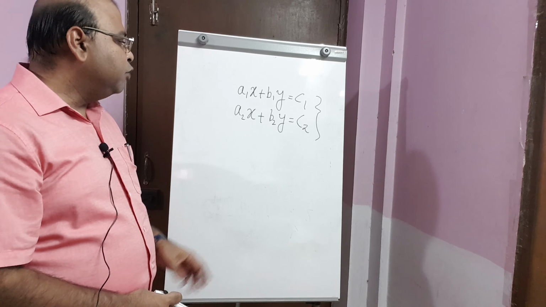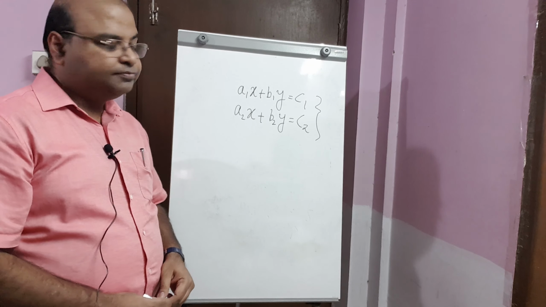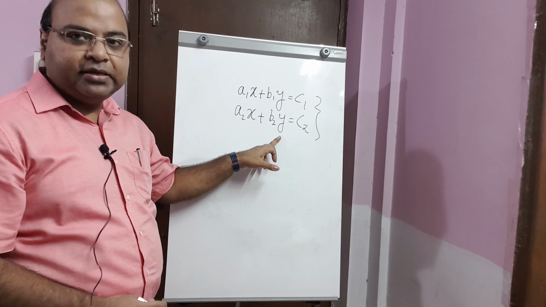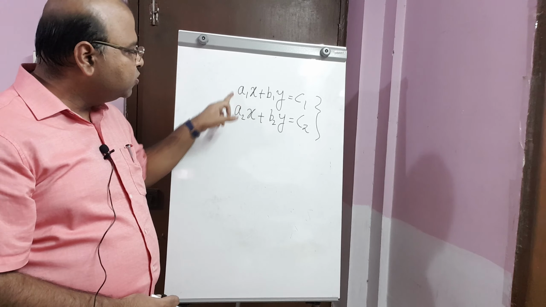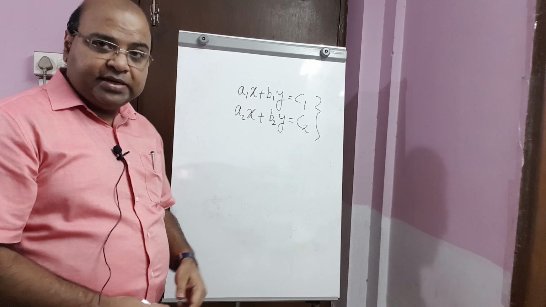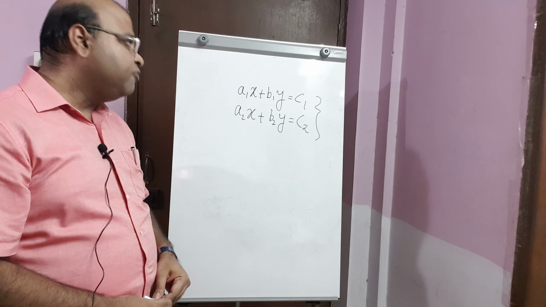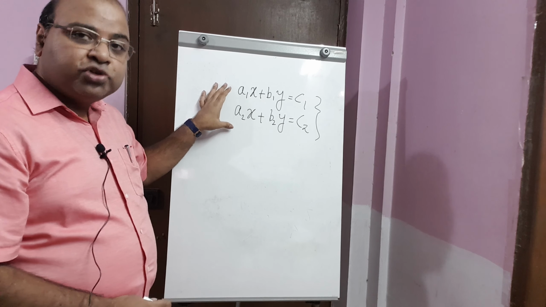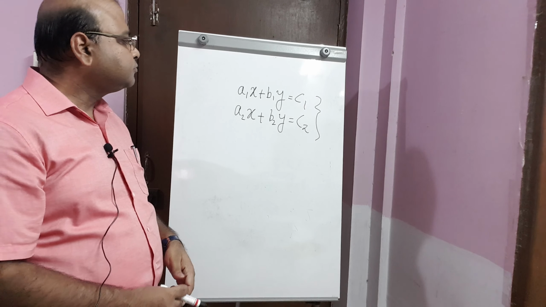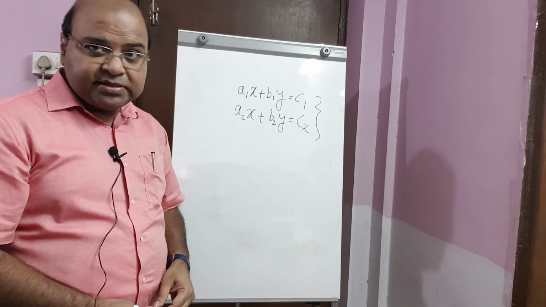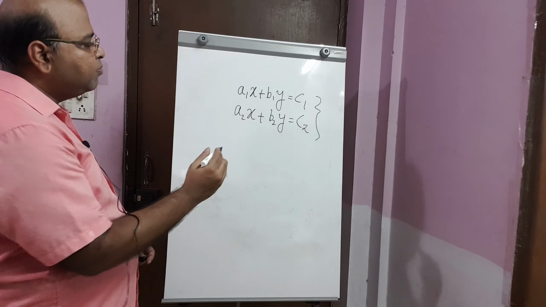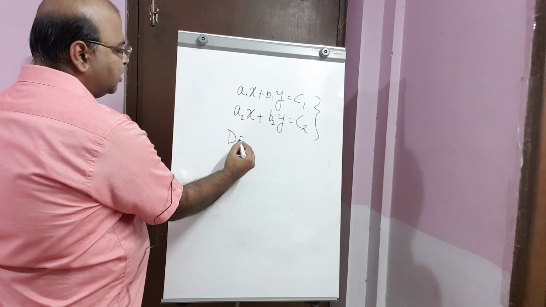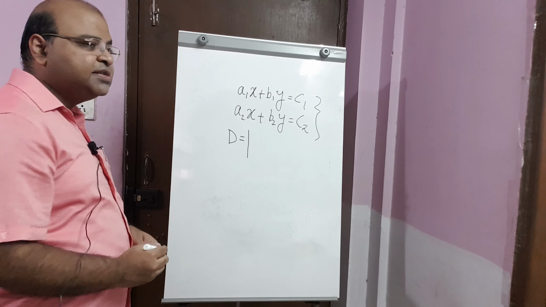terms. Now to solve this system means we have to find a value of x and a value of y which will satisfy both these two equations simultaneously. So such a pair of values of x and y will be called a solution to such a system. So Cramer's rule suggests that first we have to form a determinant, which we usually denote by D, formed by the coefficients of the system.